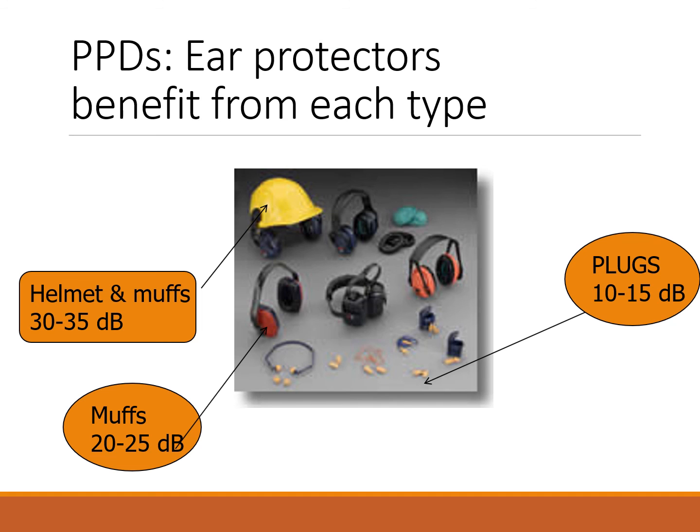These are the different PPDs used as ear protectors. On your left upper is a helmet with muffs, reducing about 30 to 35 decibel. Under them are muffs, reducing about 25 decibel. These are earplugs, reducing about 10 to 15 decibels.